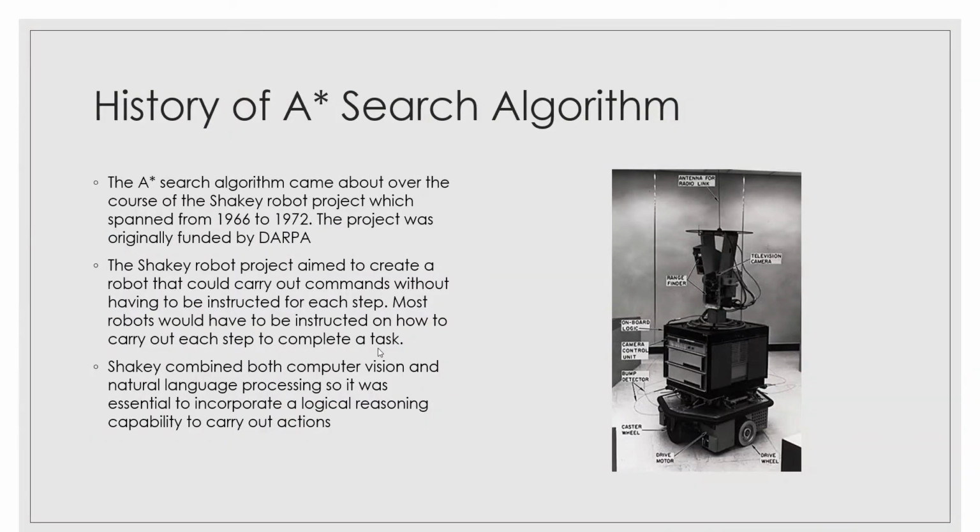Alright, so the history of the A-star search algorithm: it began over the course of the Shakey robot project, which happened over 1966 to 1972, and it was funded by DARPA. The goal of this project was pretty much to create a robot that could carry out commands without having to be told what to do for each and every step. Other robots at the time had to be explicitly programmed with what the next move should be and how it should be done.